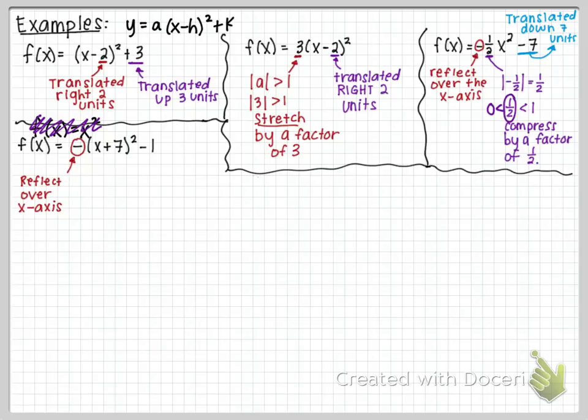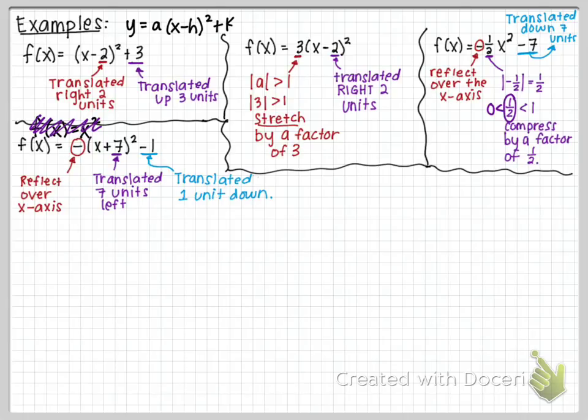Now this piece, that's 7. Remember, inside, if it's a positive 7 right there, you always want to think the opposite. So we're actually going to go left 7 units. We always want to think the opposite of that plus. And that -1 means translated 1 unit down.